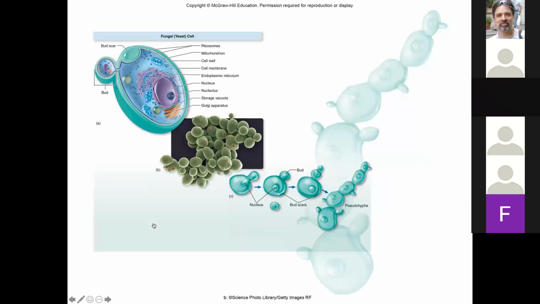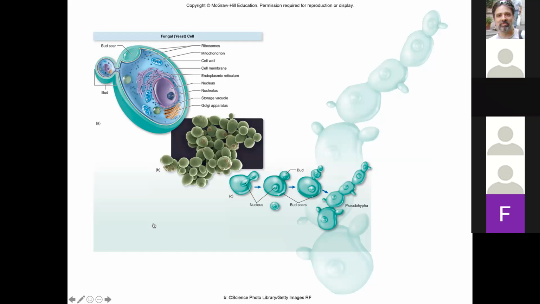You can see here sort of the organization of a yeast cell. All the components you would expect to see in a eukaryote are there: a membrane-bound nucleus, eukaryotic ribosomes, mitochondria, Golgi, lysosomes, and so on. And you can see in this drawing that it's budding. It's reproducing asexually, and you can see what it looks like under an EM micrograph to the right.